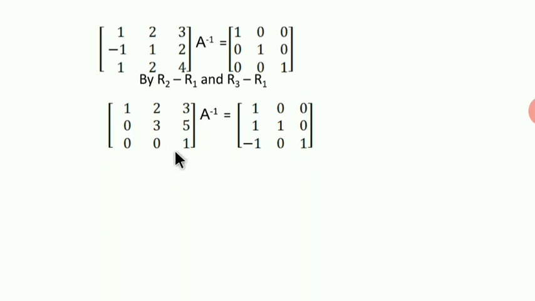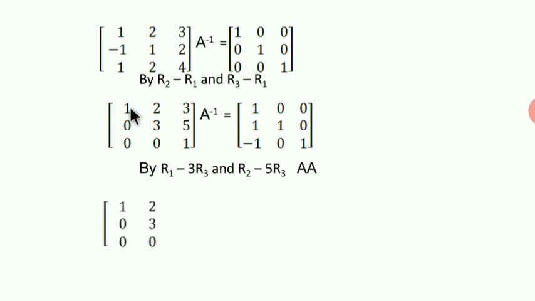Now in the next step we require a 1 here, but we can't convert it to 1 easily. Since there is already a 1 here, we can easily reduce these two elements to 0 first, applying the row transformations R1 minus 3 R3 and R2 minus 5 R3. This means there is a change in the first row and second row, and the third row is as it is.